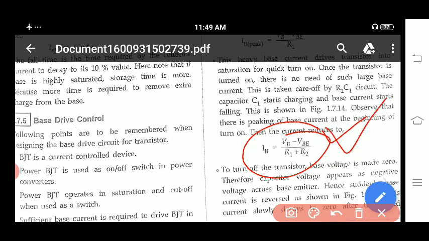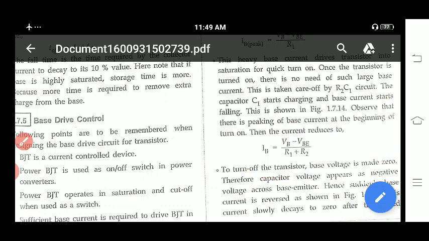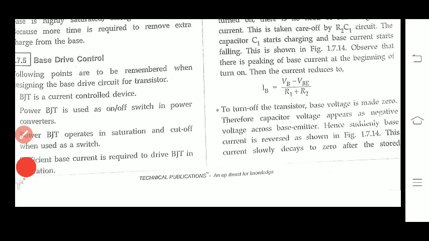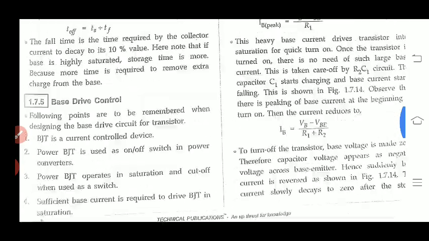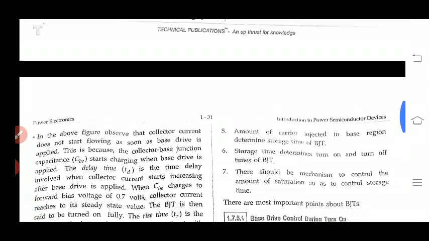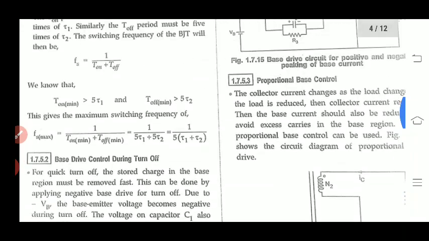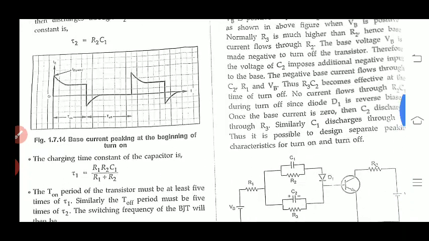Next, if you want to turn off this transistor, the base voltage is made negative, therefore the capacitance voltage appears as a negative voltage, VB minus will appear. So the base current will suddenly be reversed. Whenever this current decreases and becomes 0, then it will turn off.